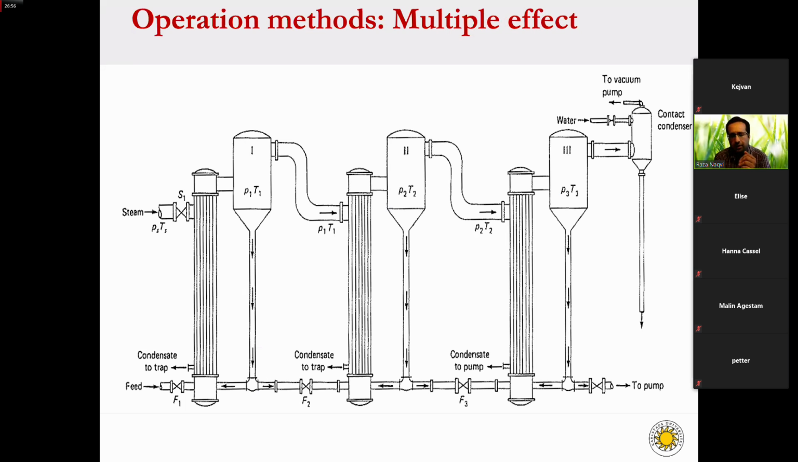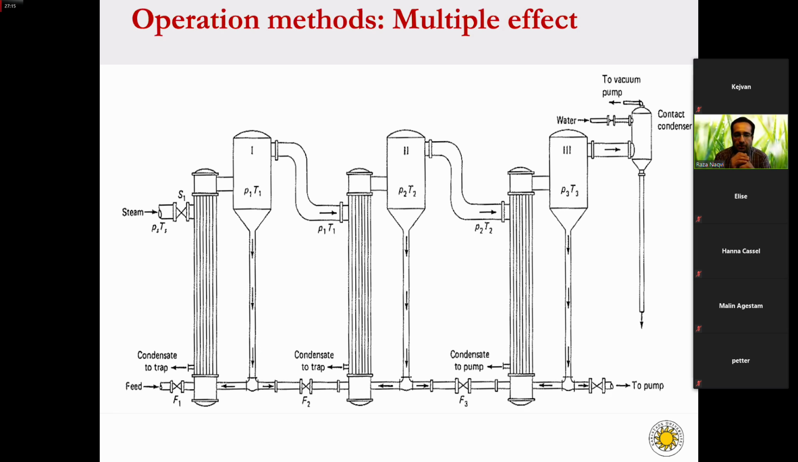This is a general construction of multi-effect evaporators. The reason for having a multi-effect evaporator is that we try to increase the heat economy of the system. We try to increase the heat energy efficiency of the equipment. So we use evaporators that are connected with each other.